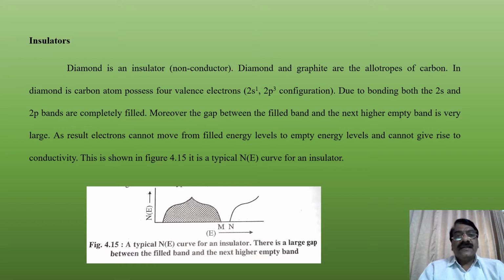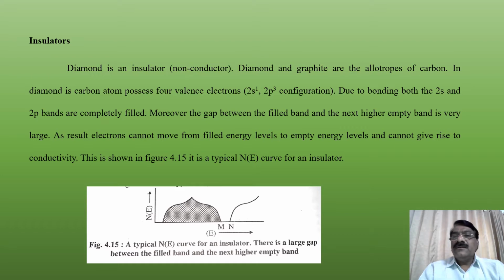Diamond is an insulator, that is, a non-conductor. Diamond and graphite are the allotropes of carbon. In diamond, the carbon atom possesses 4 valence electrons, 2s2 2p2. It is the electronic configuration of carbon.